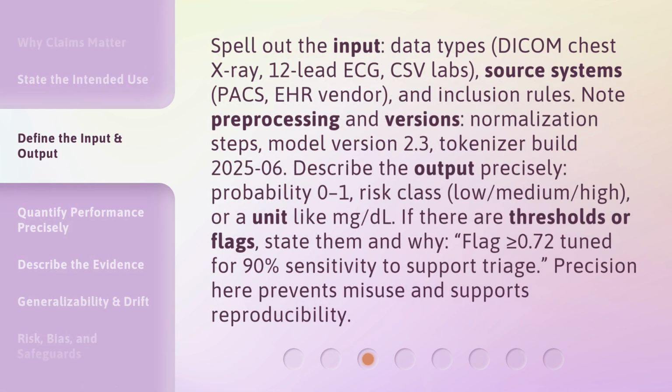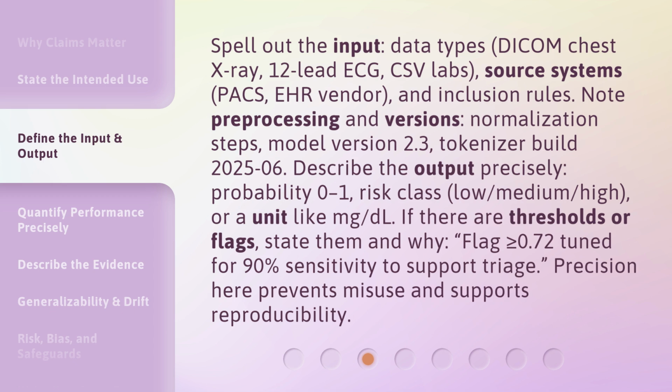Spell out the input. Data types: DICOM chest X-ray, 12-lead ECG, CSV labs, source systems, PACS, EHR vendor, and inclusion rules. Note pre-processing and versions, normalization steps, model version 2.3, tokenizer build 2025-06.